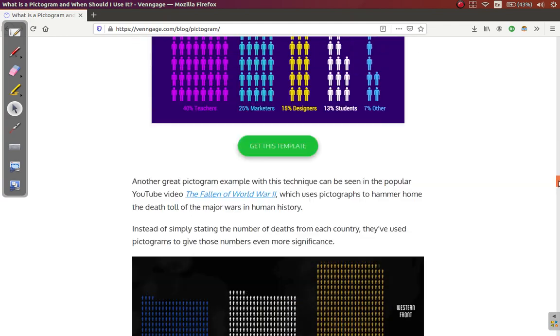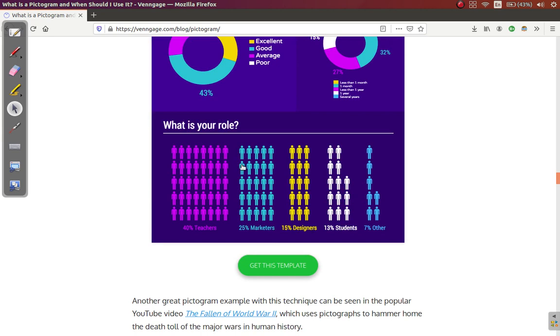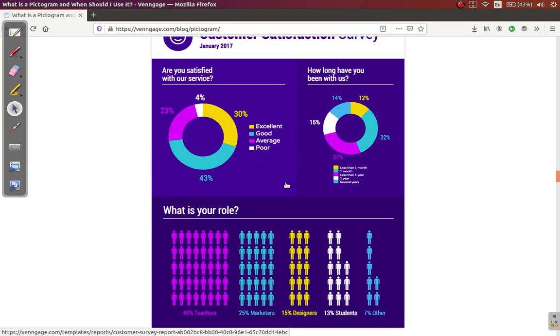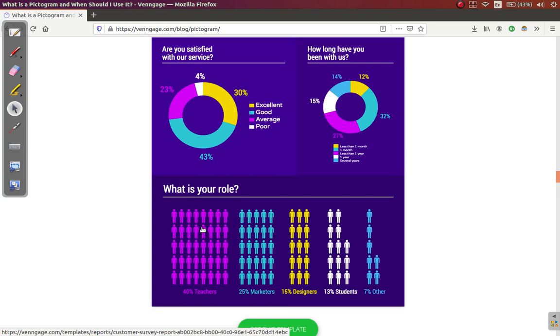Let's look at another one here. You have various roles in an organization, and you have colors. Can't be using too many colors though, but these colors and the number of icons represent the relative numbers of people. All right, teachers, marketers, designers, students, and other. So you can see the vast majority of them are teachers, and then you have marketers. The category for other is the smallest category here.